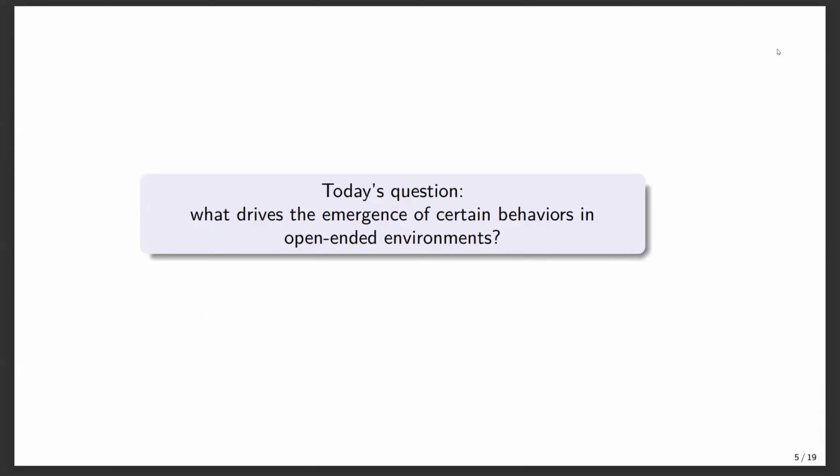So in this context, today's question, what I'm trying to understand, is what makes these algorithms produce certain behaviors in open-ended environments. In an open-ended environment there is no selection: there's no task to solve or nothing to achieve, but just evolve.